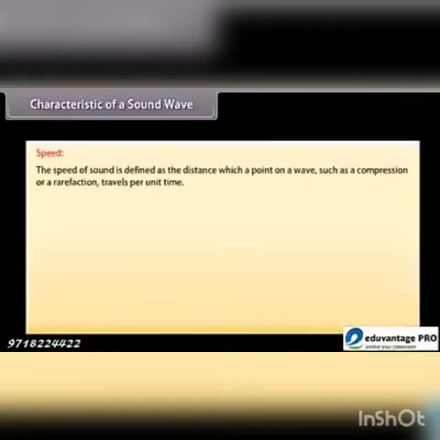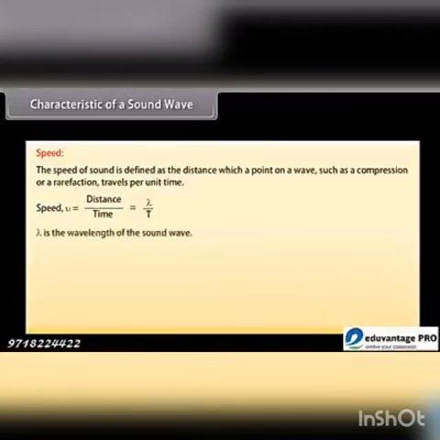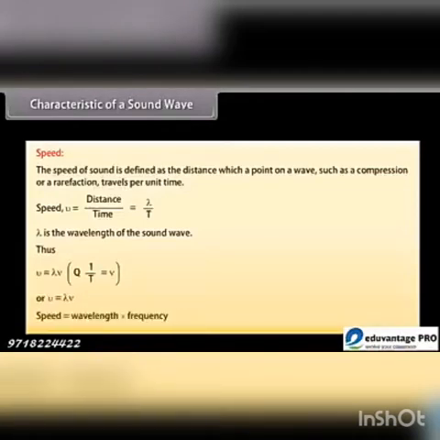Speed. The speed of sound is defined as the distance with which a point on a wave, such as a compression or a rarefaction, travels per unit time. We know that speed, v is equal to distance upon time, which is equal to lambda upon T. Here, lambda is the wavelength of the sound wave. It is the distance travelled by the sound wave in one time period of the wave. Thus, v is equal to lambda into nu. That is, speed is equal to wavelength into frequency.